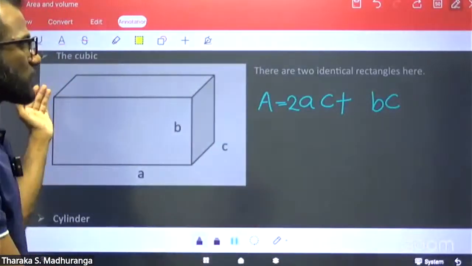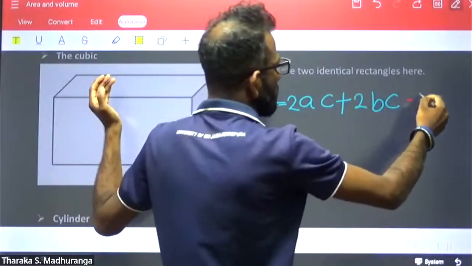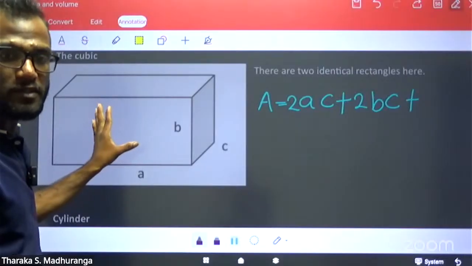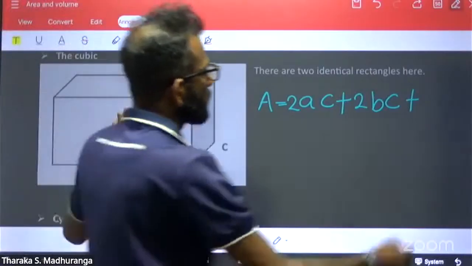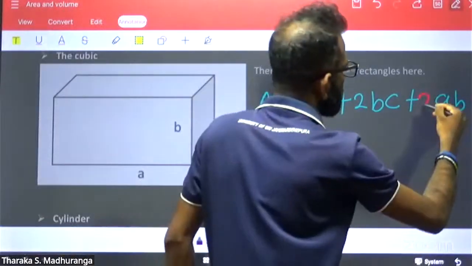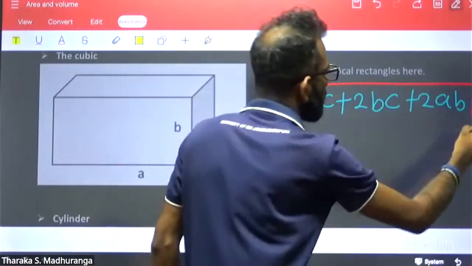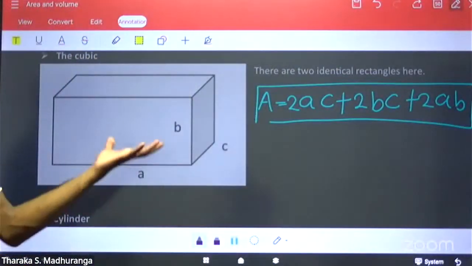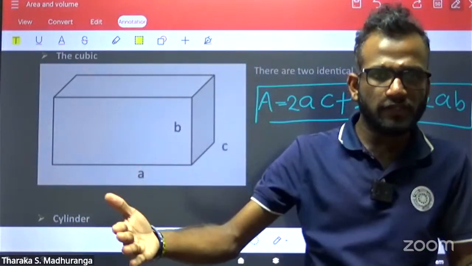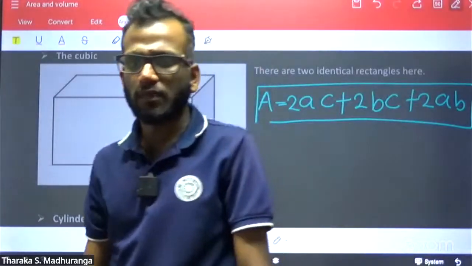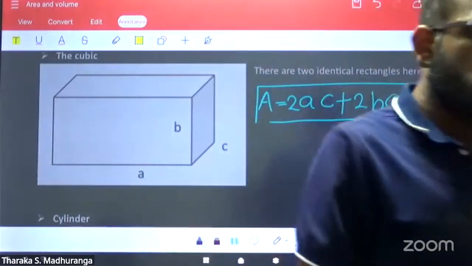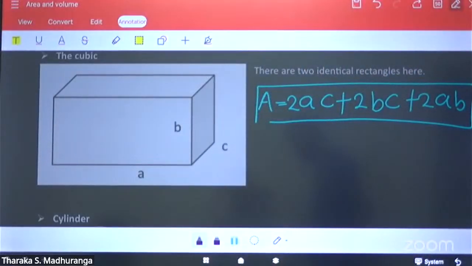This opposite surface is equal to that. Therefore, 2BC, plus this front surface A into B. The opposite back surface is the same as the front surface. Then we can get the area of the cuboid by this equation. Get the surface area of each face, then add together. Very simple things, like you did in grade 6 to 7.